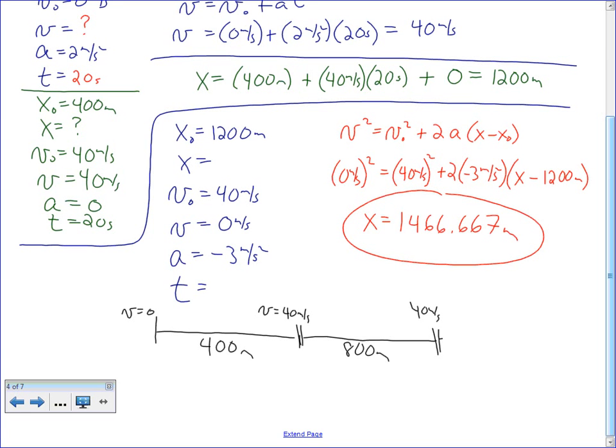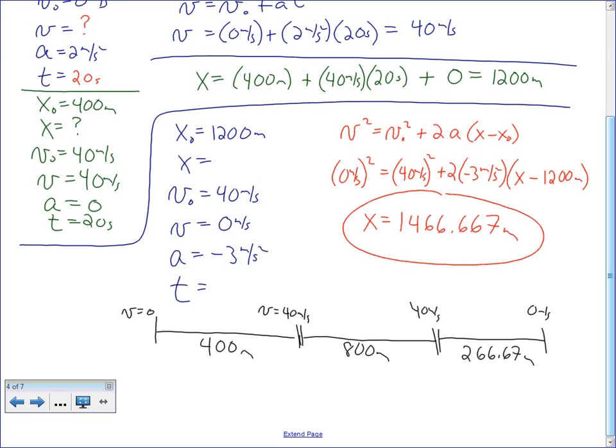And then for this last part, it went from 40 meters per second down to 0 meters per second. It had an acceleration of -3 meters per second squared. And for this segment, it traveled 266.67 meters. And again, I would just go through and I would add those pieces together.